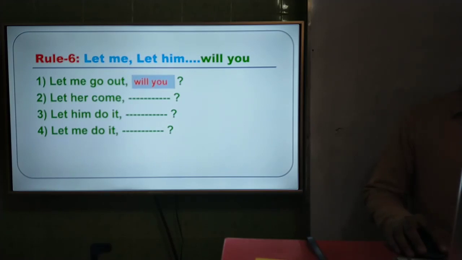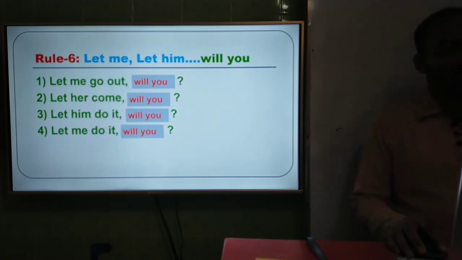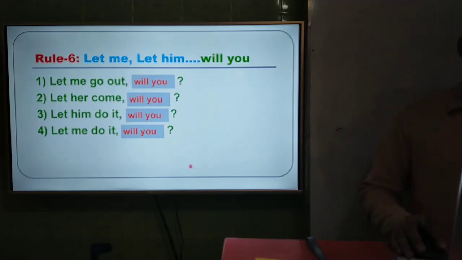So, let me go out, it will be will you. Let her come, will you. Let him do it, will you. Let me do it, will you. So dear students, we have got 2 rules of "let". If we get "let us" or "let's", we shall write down "shall we", and others will be "will you".